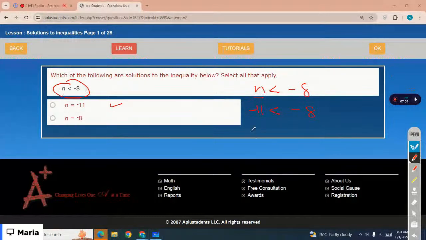If you check the other option, that is negative 8: negative 8 is less than negative 8? No. Negative 8 is not less than negative 8, they are equal. Got it? But here you just have to check for the less than. So the correct option is option number 1, that is n equals negative 11.